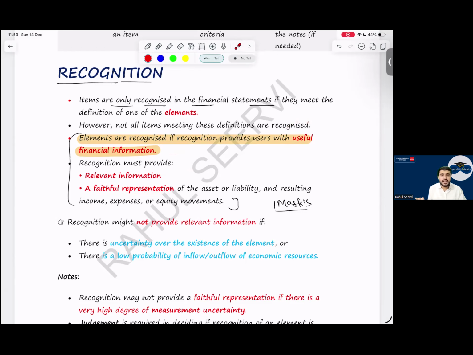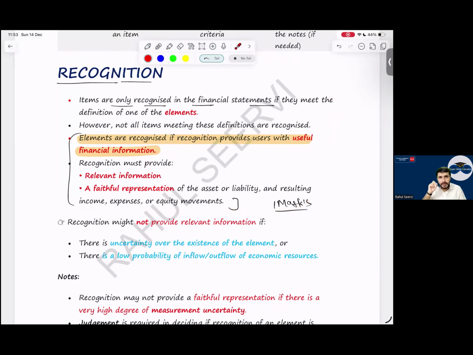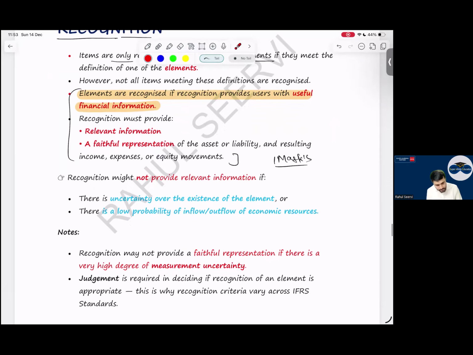When will you say it is relevant? If it is material, if it is important. Faithful representation means what? It should be complete, free from error, neutral, etc. So recognition means what? It should provide useful information, and it should meet the definition of an element. Now the question will be from these 2 points only.